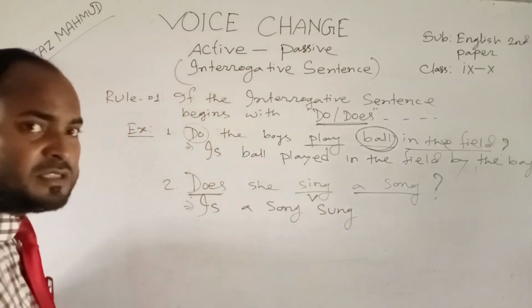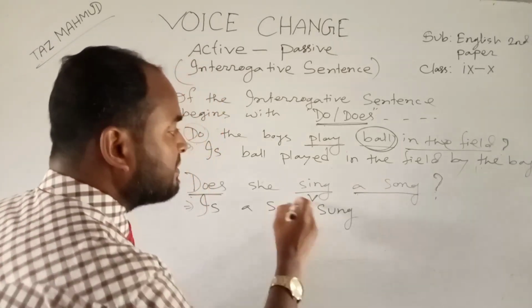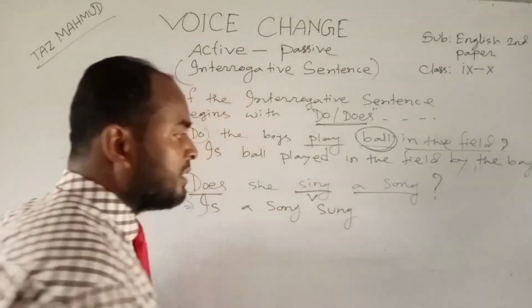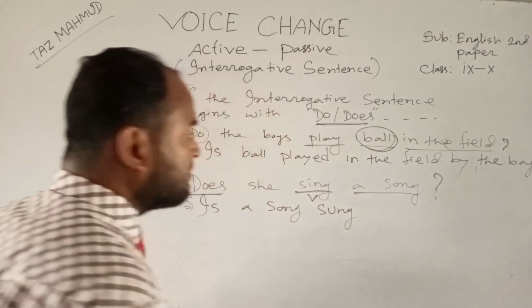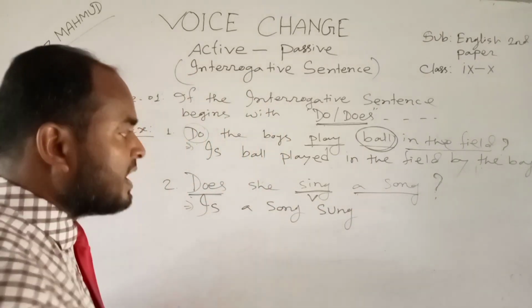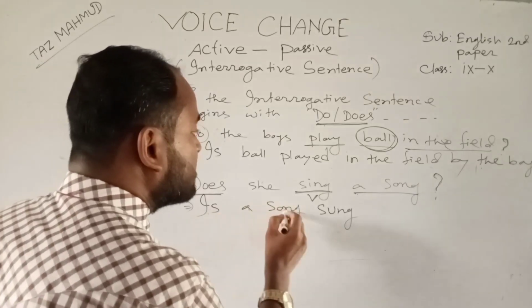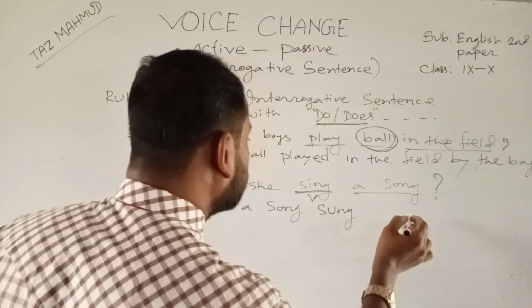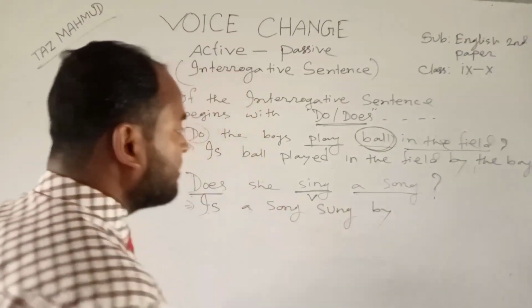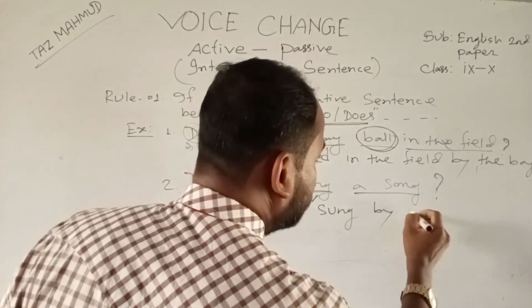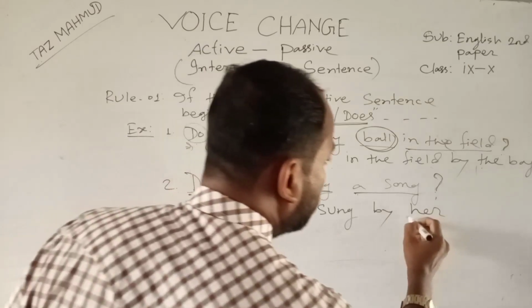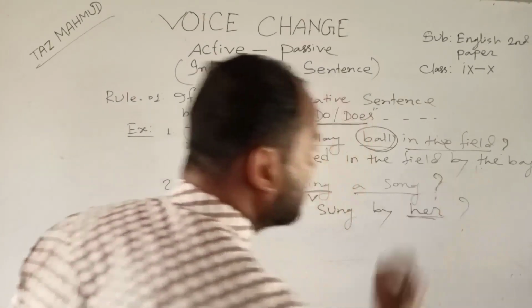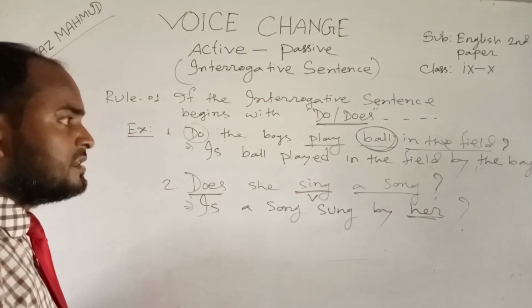Do you know what is the past participle form of verb sing? Yes, you are very talented. The past participle form of verb sing is sung. Is a song sung. There is no extension. Then we shall write by and the subject as object form, the object form of she. Then lastly we shall write the note of interrogation.